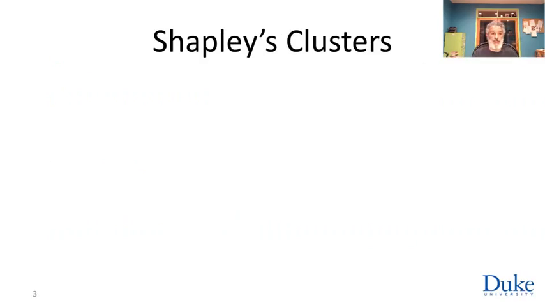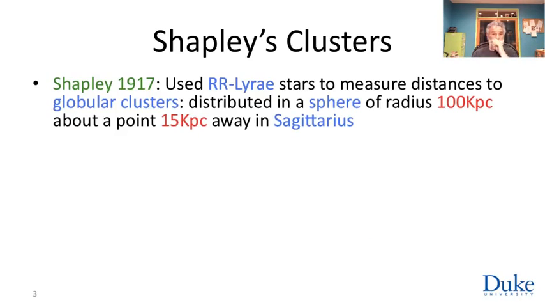A few years earlier, Shapley in 1917 took a different approach to understanding the shape of the universe and our position within it. And Shapley was looking at globular clusters. Globular clusters can be found, and are typically found, outside the plane of the Milky Way, the plane of the center of the disk, which, when you see it in the sky, is the plane of this circle of the Milky Way.